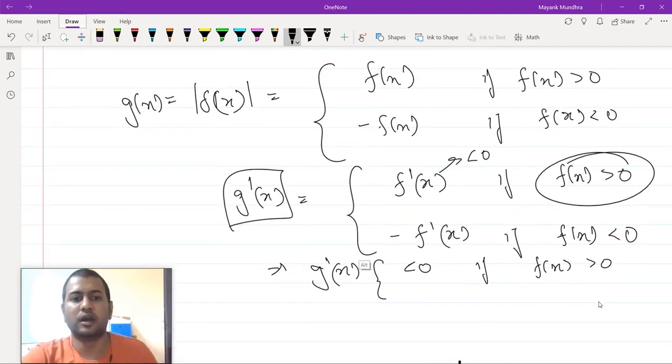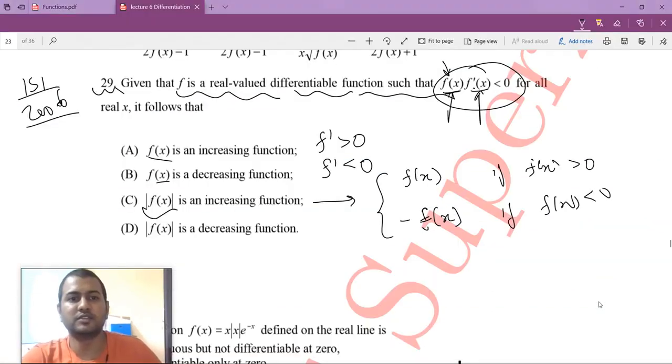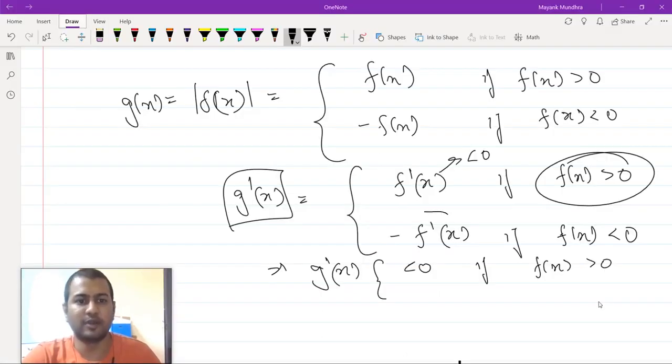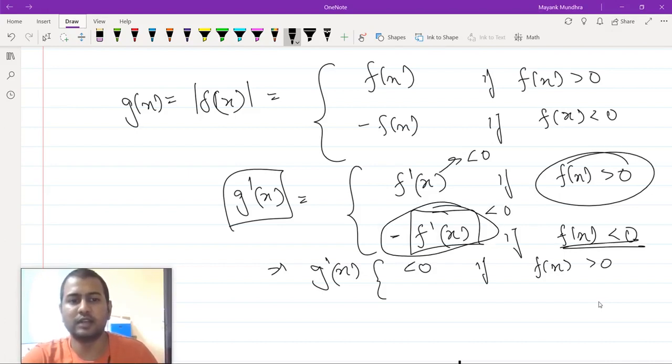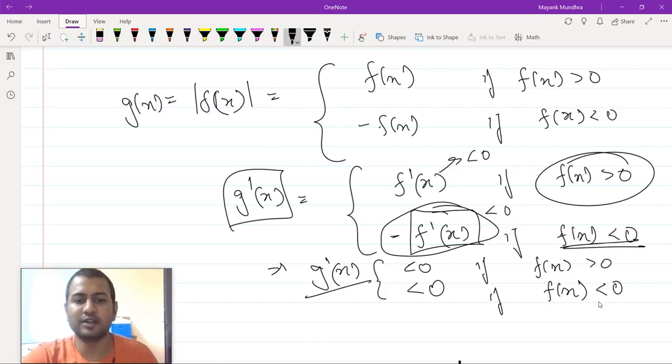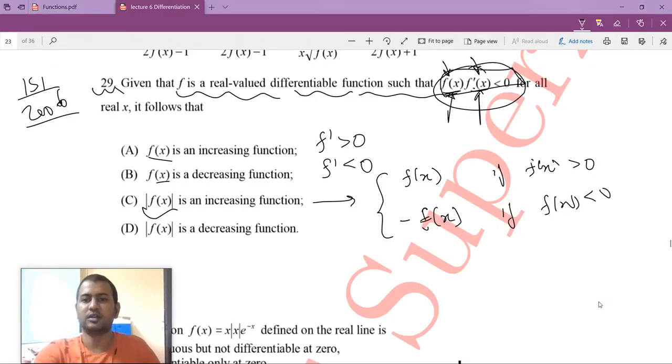And when f of x itself is negative, f prime of x should be positive, because the multiplication has to be negative. So f prime x has to be positive whenever f of x is negative. So minus f prime of x will be negative, and this entire thing will become negative. So g prime of x will again be negative if f of x is negative. So g prime of x, no matter what the value of f of x is, is always negative, so that's why the function g of x is a decreasing function.